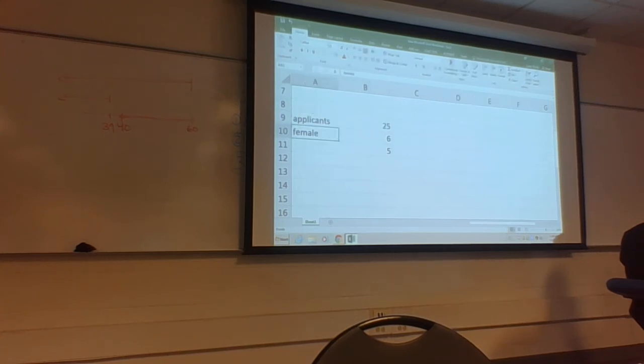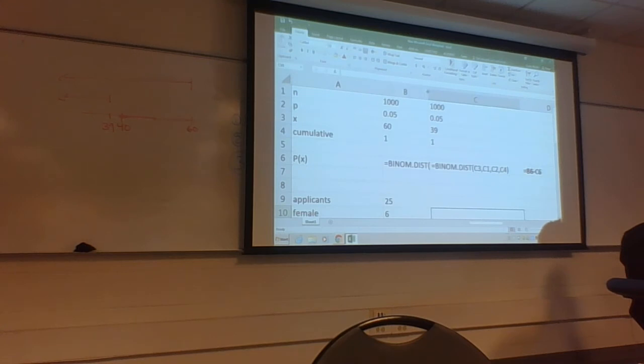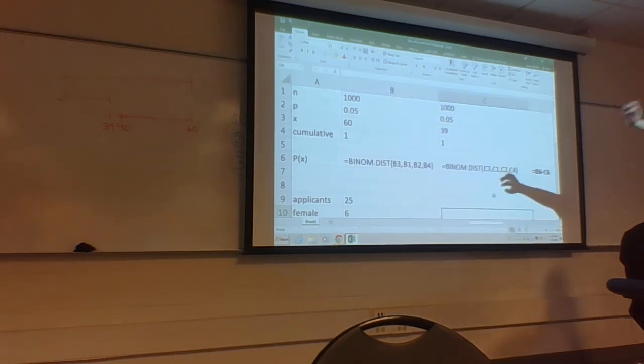Before we move on, for those of you who might want to see the whole thing, that's what I did just now, in case you missed it, for the binomial and to find the differences. Just so you know.